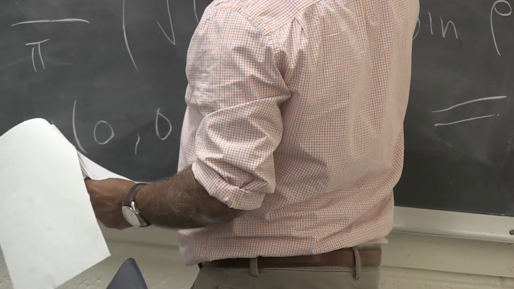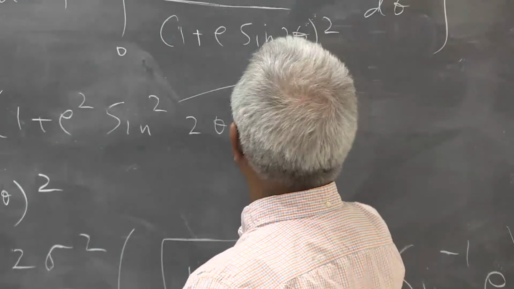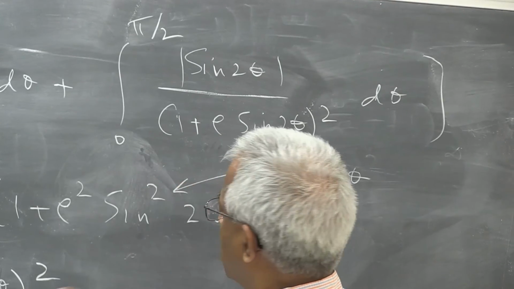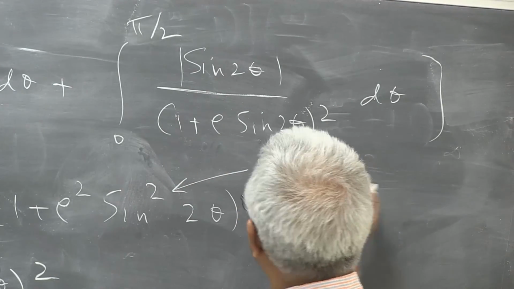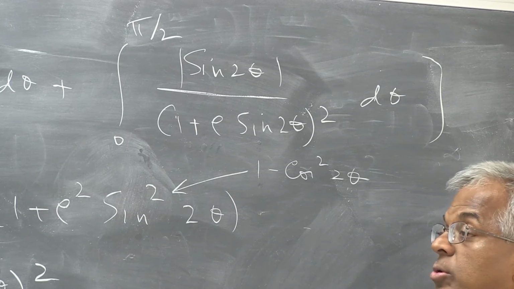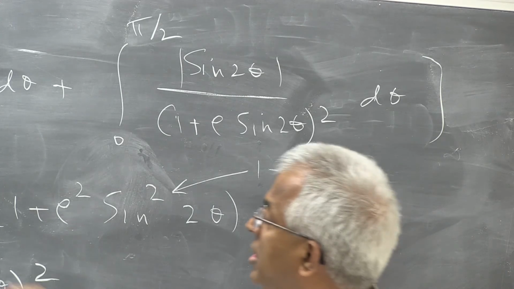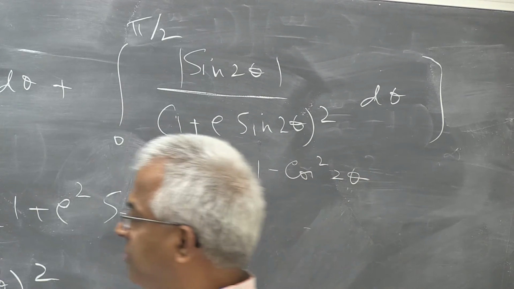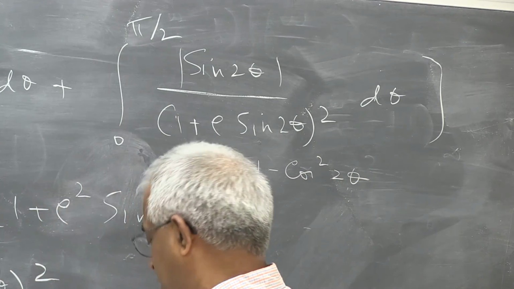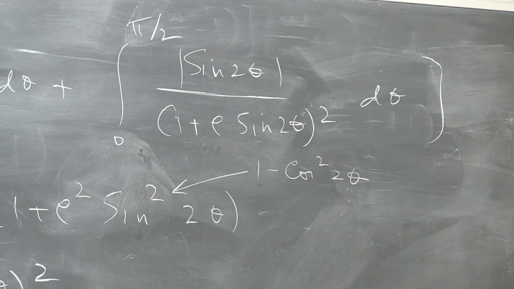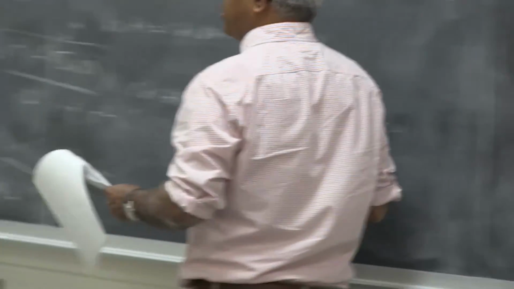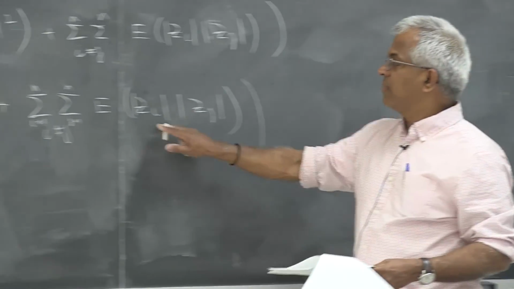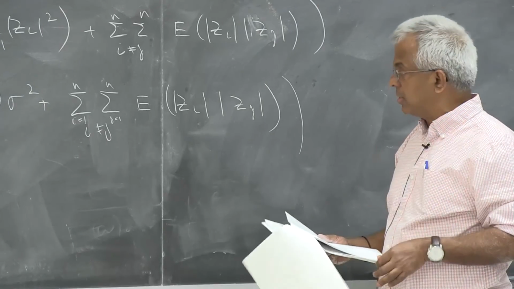As I said, sine squared theta is 1 minus cos squared 2 theta, here as well as here. And then you make a substitution cos 2 theta equal to x. Then dx will be sine 2 theta d theta, and this gets converted into an integral in x, and you can easily solve it because it only involves up to quadratic terms and a square term. So the only thing we need is this result here.